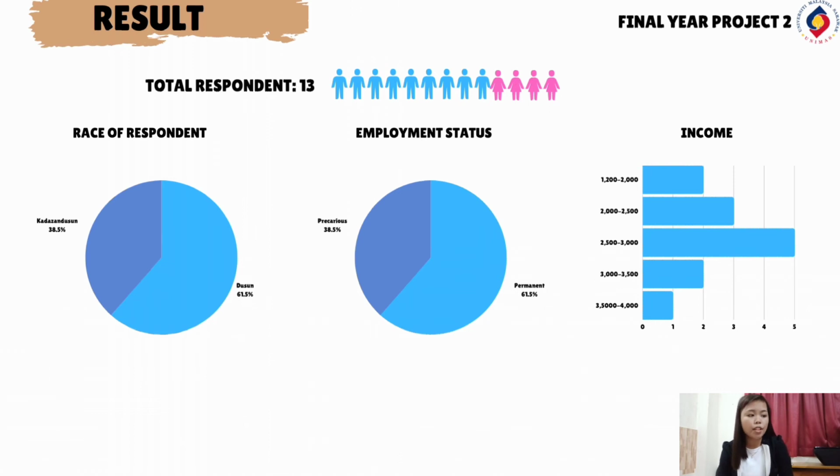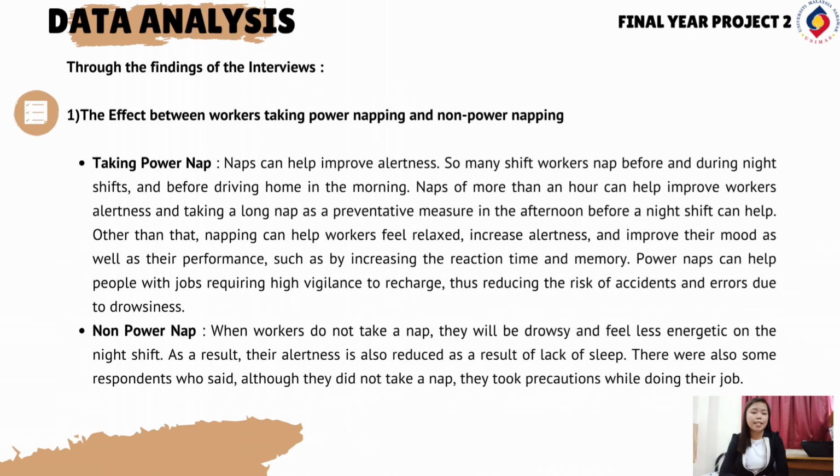And if we look into the employment status, there are two types of status, which are permanent and also precarious. Most of the respondents are permanent, which is 61.5%, precarious 38.5%. Lastly, if we look into the income graph, it starts from 1,200 until 4,000, and most of the respondents have an income in a range of 2,500 until 3,500.